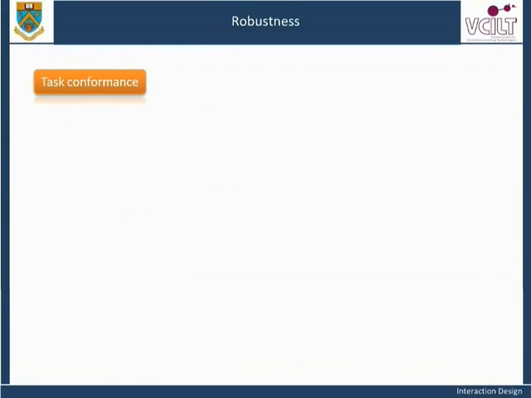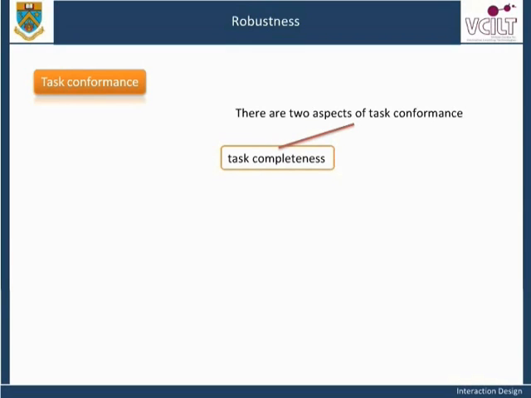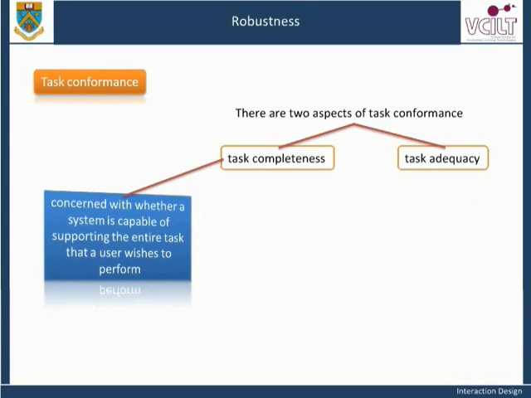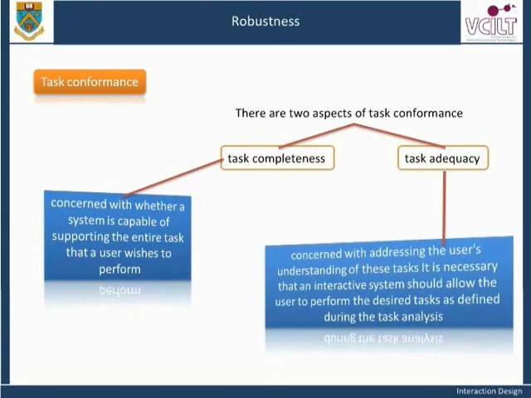Task conformance. There are 2 aspects of task conformance: task completeness and task adequacy. Task completeness is concerned with whether a system is capable of supporting the entire task that a user wishes to perform. Task adequacy is concerned with addressing the user's understanding of these tasks. It is necessary that an interactive system should allow the user to perform the desired tasks as defined during the task analysis.